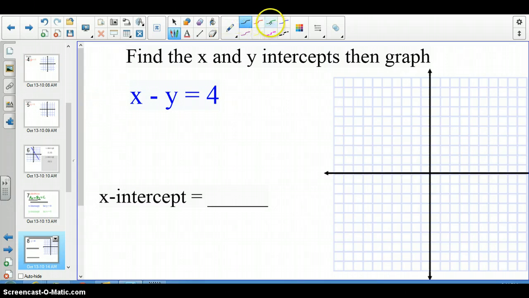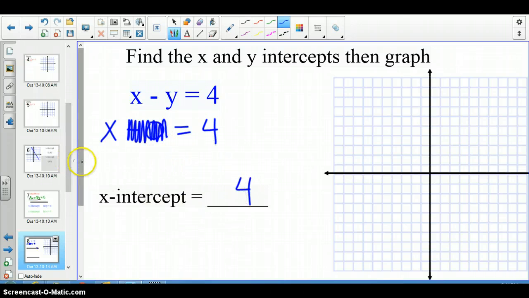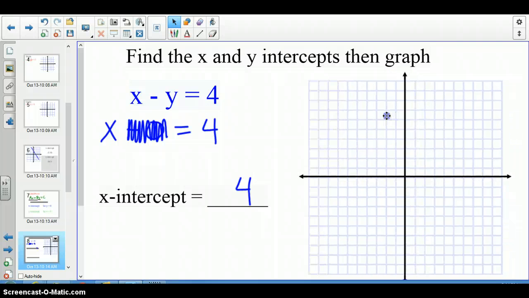So this first example, I'm going to find my x-intercept. So to find my x-intercept, I'm going to plug 0 in for y. Well, x minus 0 is not going to change anything, so I'm going to cover that up, so x equals 4. So now, if we want, we can go ahead and plot that.